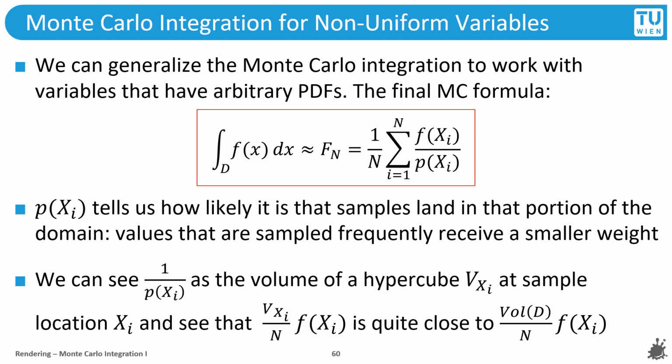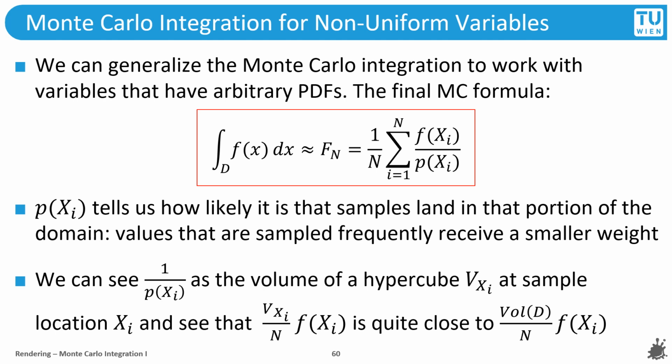The last step to arrive at the fully formed Monte Carlo integration procedure is to realize that we are not restricted to uniformly distributed random variables. Instead, we can use any random variable for which we know the corresponding PDF. For this general approach, we change the Monte Carlo estimator slightly. Instead of multiplying the sum of sampled function values by the domain volume, we now divide each sampled function value by the PDF at the sample location.